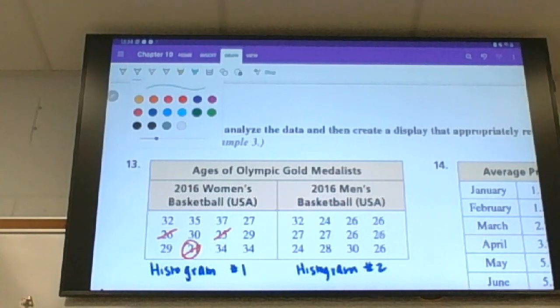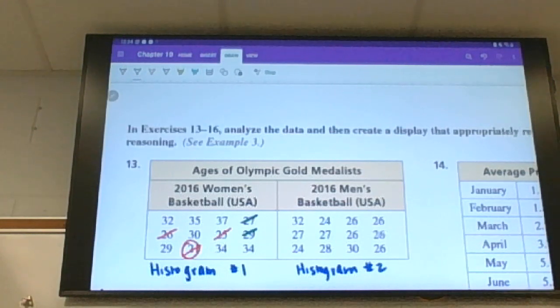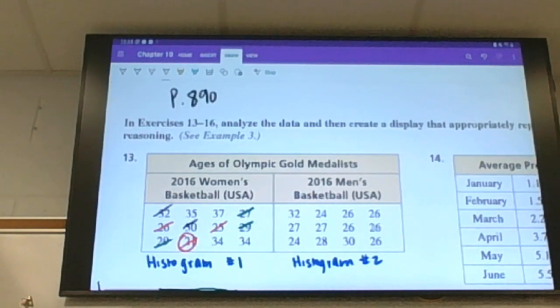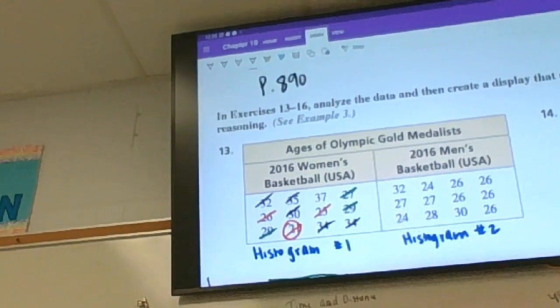Next. 27 to 29. 1, 2, 3. Okay, we're getting older. This is important data for women's basketball. Next. 30 to 32. This is page 890, I believe. 30 to 32, there's two of those. And 33 to 35, there's three of those. And then there's only one at 37.